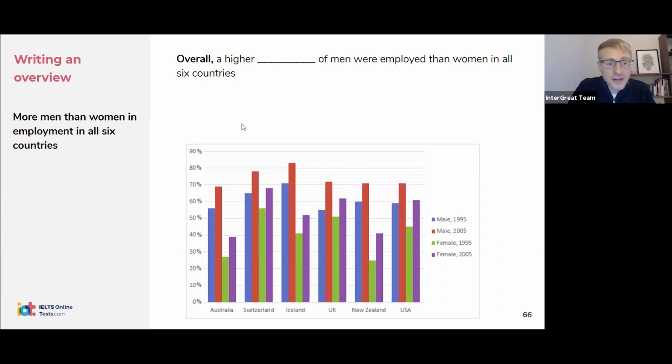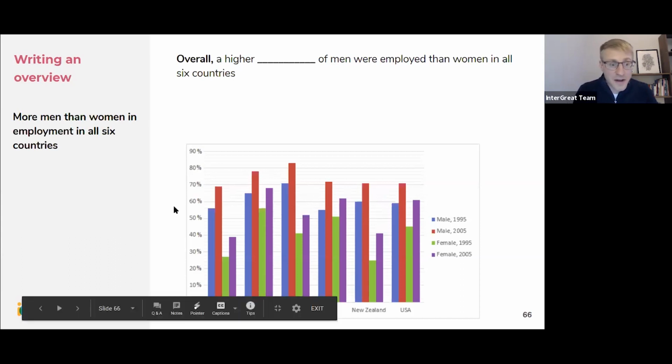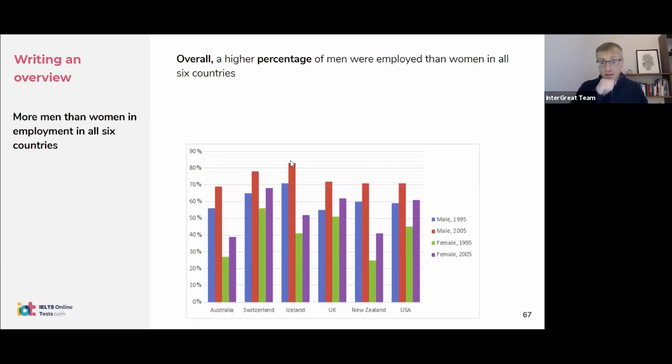So we'll look at this now. Overall, a higher something of men were employed than women in all 6 countries. Very good. Yep, Z, Lim Raymond, you've got it, a higher percentage. Excellent. Of men were employed than women in all 6 countries.